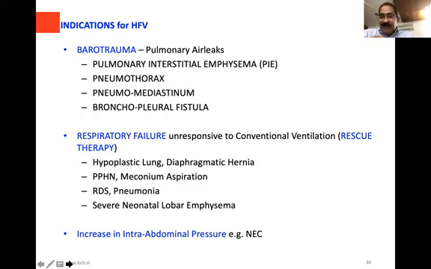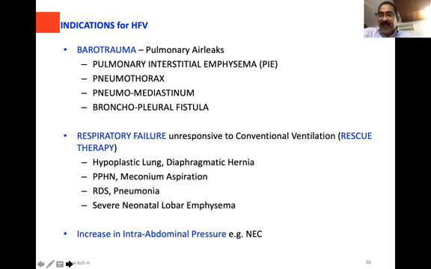Pulmonary air leaks, when there is an early PIE in a child who's premature, certainly we would prefer oscillation. If there are pneumothoraces or recurrent ones, certainly that's an indication. Again, pneumomediastinum, bronchopleural fistula. And when there is respiratory failure on conventional, meaning you're trying conventional, you're not getting anywhere, you're having to use high pressures as a rescue therapy, certainly you could use this.